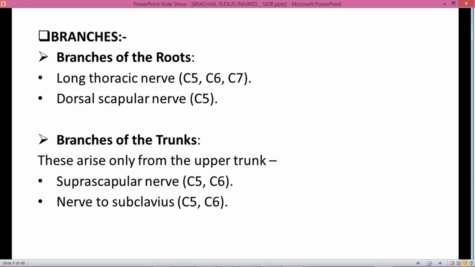Talking about the branches of the trunk, they arise only from the upper trunk. They are the suprascapular nerve, formed by the roots C5, C6, and the nerve to the subclavius, again C5, C6. The suprascapular nerve supplies the supraspinatus and the infraspinatus muscles, and the nerve to the subclavius supplies the subclavius.